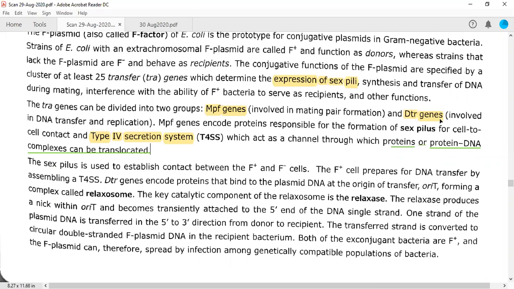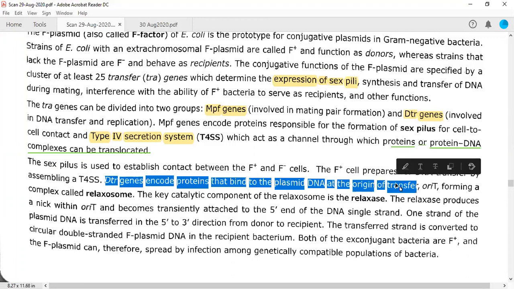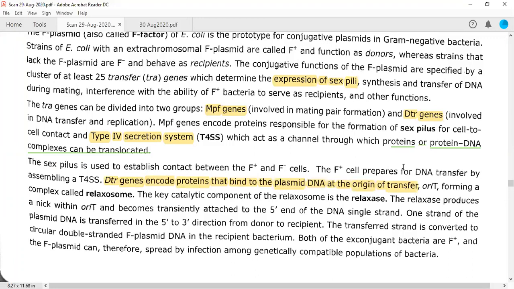Then there is a second set called the DTR genes. These DTR genes are responsible for encoding the proteins that bind to the plasmid DNA at the origin of transfer. So they will encode some proteins. These proteins will bind to the ORI-T, the origin of transfer in the F plasmid, forming a complex called the relaxosome complex. In previous classes also, I told you that the relaxosome complex is found in conjugation. This relaxosome complex is a complex of proteins encoded by the DTR genes, and they will bind to the origin of transfer in the F plasmid, right?